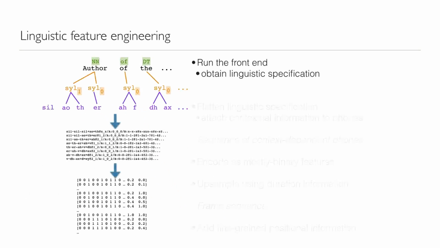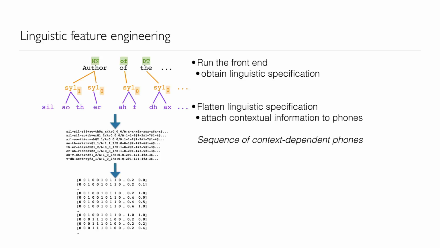Okay, this is the complete picture of the linguistic feature engineering, where we take the linguistic specification from the front end and flatten it to get a sequence of context-dependent phones, which you can see in the left-hand side, the middle block, and that's where we convert the sequence of context-dependent phones into a sequence of linguistic vectors. How do we do that? It is simply to encode mostly binary features and some numerical features, where we have the suprasegmental features.